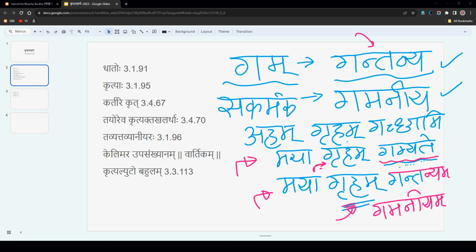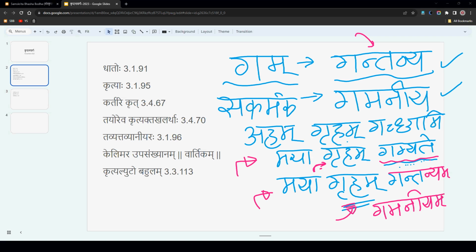The correct meaning, if you literally translate it, because it is in the passive voice, karmani, is: the house or home should be reached by me. House should be reached by me. Now, last week also we saw this gantavyam, gamaniyam.